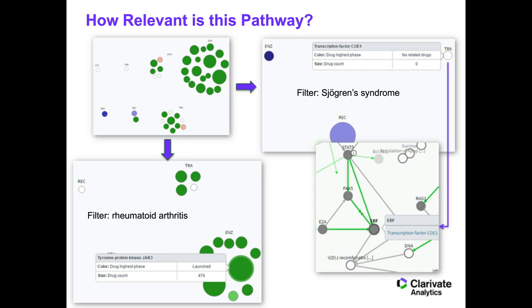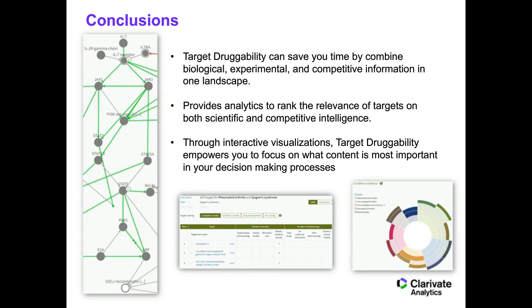Target druggability provides a number of advantages for researchers looking for novel targets. It can save time by combining records on biological, experimental, and competitive information into one platform, and provides analytics to rank the novelty of a target based on its disease evidence and competitive intelligence. It also provides various ways to visualize the content as interactive graphics to enable researchers and target hunters to focus on the content that is most relevant to them in their search for new targets.